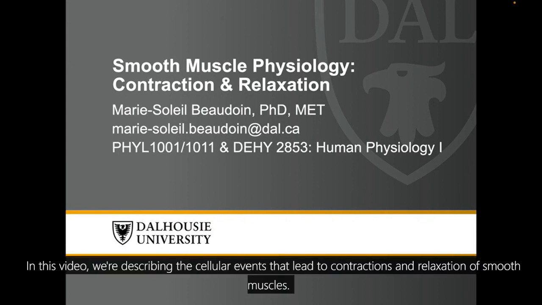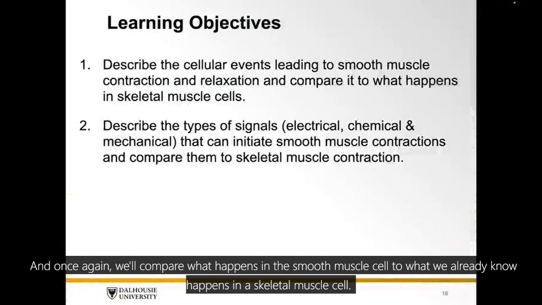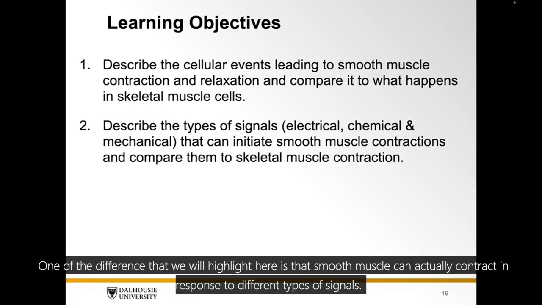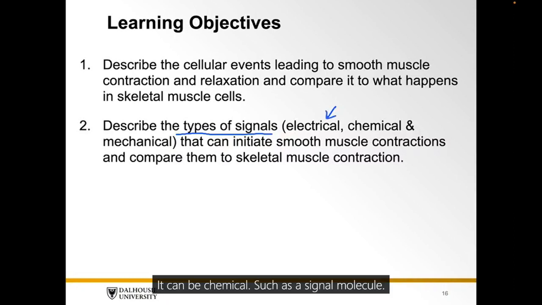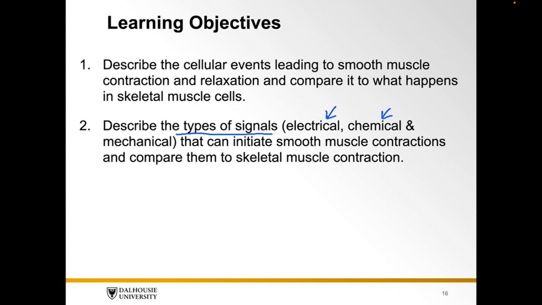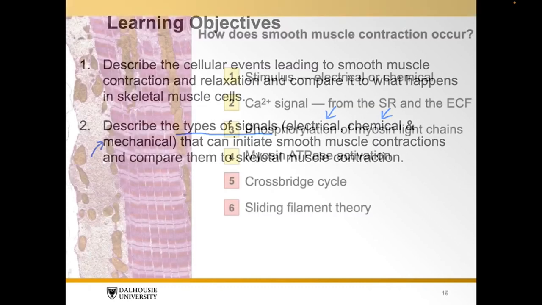In this video, we're describing the cellular events that lead to contraction and relaxation of smooth muscles. And once again, we'll compare what happens in the smooth muscle cell to what we already know happens in the skeletal muscle cell. One of the differences that we will highlight here is that smooth muscles can actually contract in response to different types of signals. It can be electrical, like an action potential. It can be chemical, such as a signal molecule, or it can be mechanical, such as stretching.